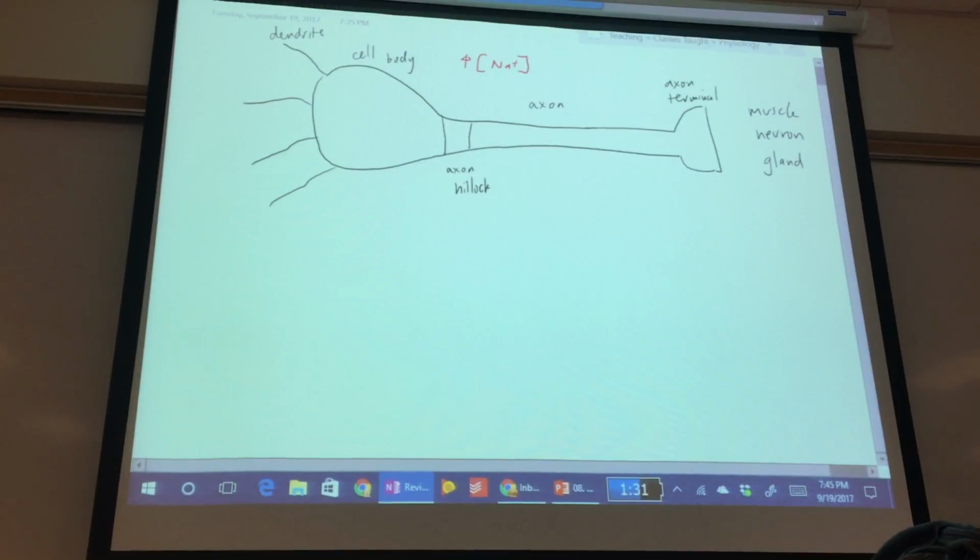Next group, where do we see the highest concentration of potassium? That's a group in the back. And the inside. And then this group, where's the highest concentration of our third ion, which was calcium? Where would we find that? Well, inside or outside? Outside. You have a slide that points out where those concentrations are.